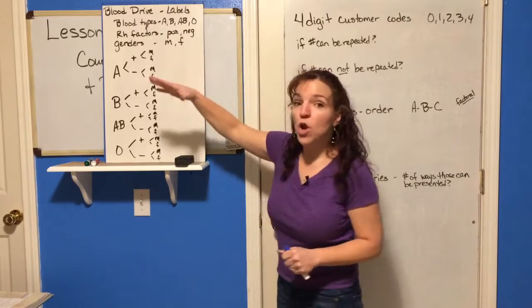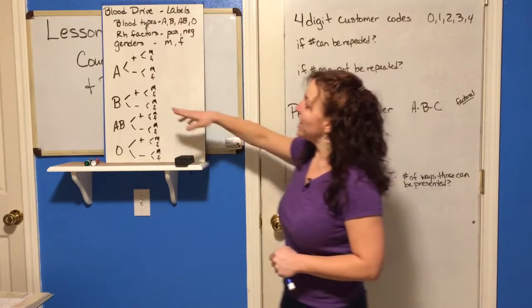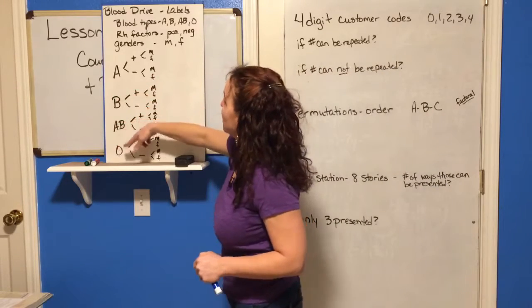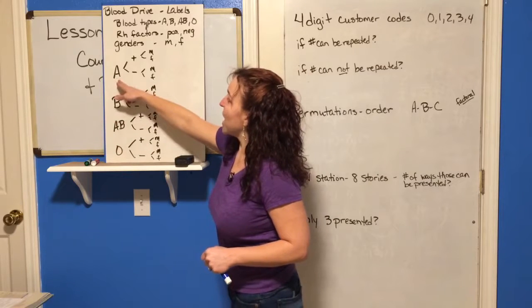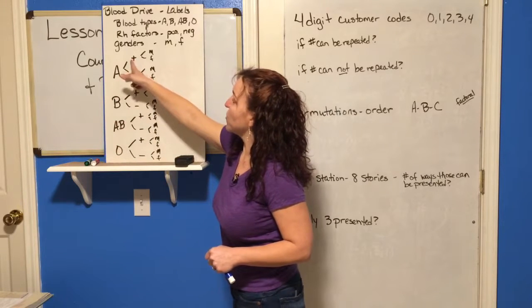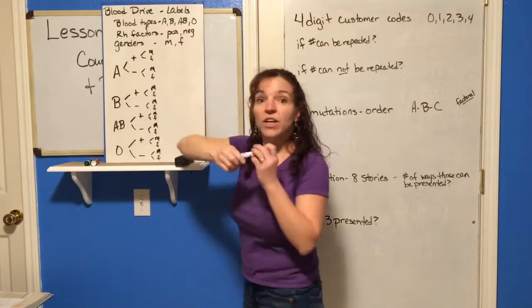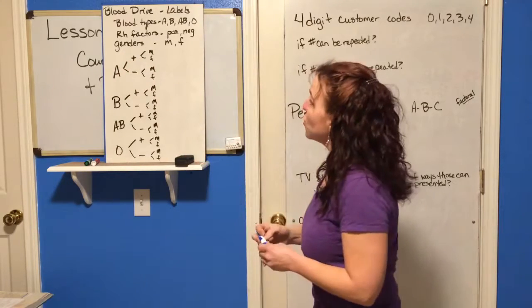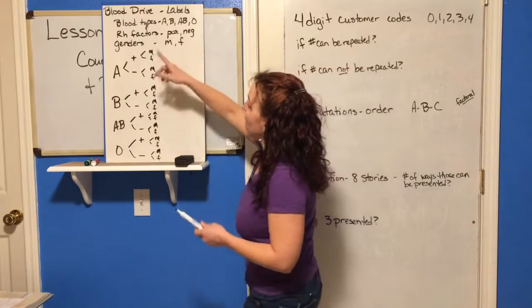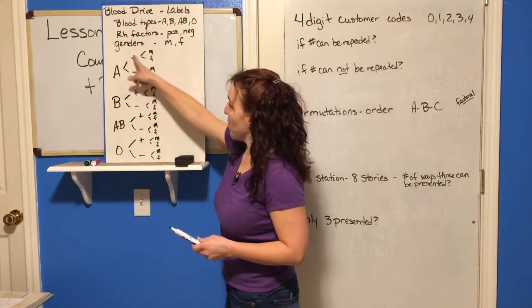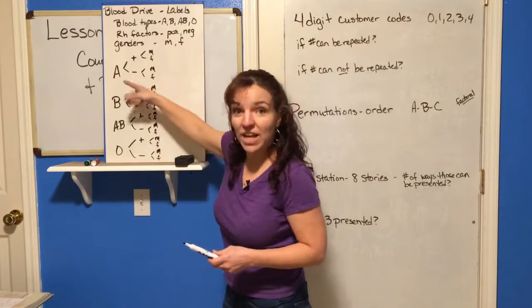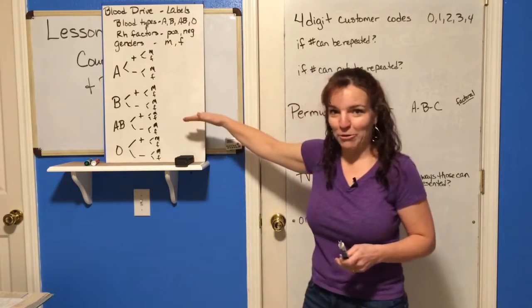So we can draw a tree diagram here and set up our 4 different types of blood. And each of these types of blood could have the 2 different RH factors, and each of these types of blood with RH factor could have one of the 2 genders. So now this shows that we have either a male with A positive or a female with A positive, or a male with A negative or a female with A negative, or you get the picture. I don't have to write them all out, right?